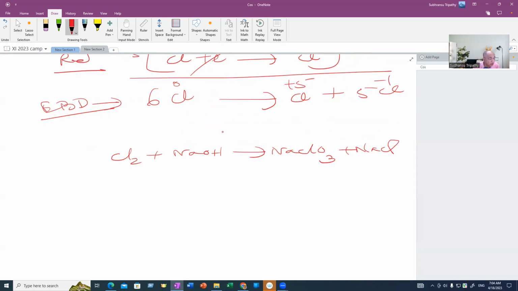So what factor will I multiply so that I will get 6 0 wala chlorine? Tell me. Sanvi, what factor will I multiply here? Sanvi. Yes, sir. What factor will I multiply here?